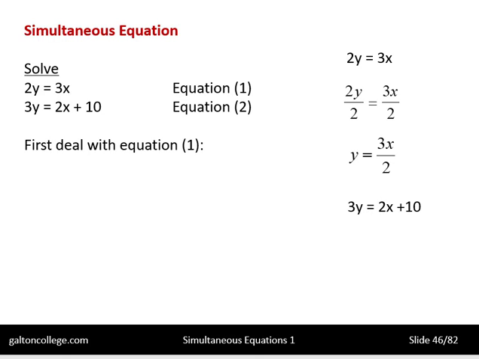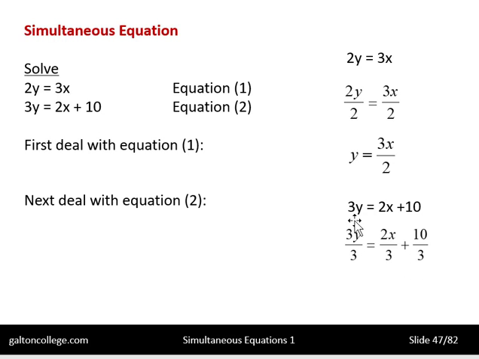Now we move on to the next one, which is 3y equals 2x plus 10. This is equation 2. Now if you divide by 3, you get 3y divided by 3, which is just y, 2x divided by 3, and 10 divided by 3. So we've got this relationship here: y equals 2x over 3 plus 10 over 3, and y is equal to 3x over 2.